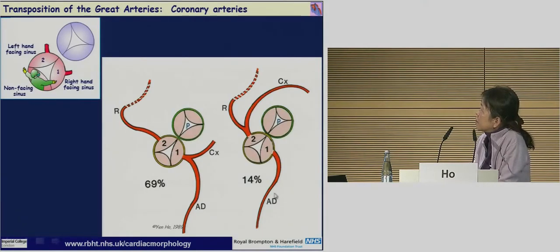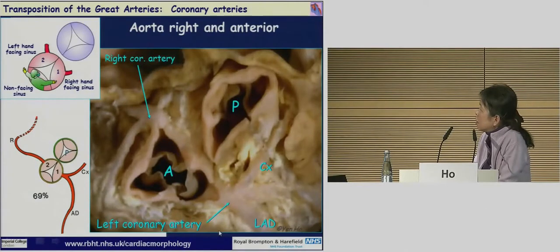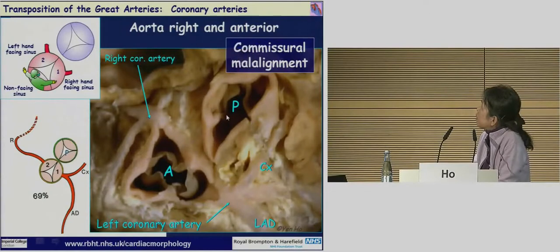Now you may have coronary artery anomalies, as we said earlier on. This is probably the most common pattern of distribution of coronary arteries, although there are lots and lots of variations. So an example here: left coronary artery, circumflex, anterior descending, right coronary artery, but there's something else wrong here. Gross commissural malalignment between the aortic valve and the pulmonary valve.